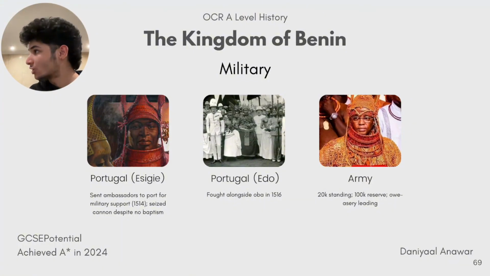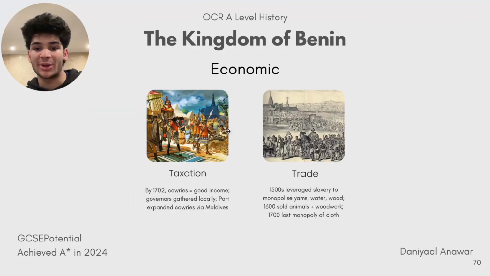So he was like the main guy in charge. Yeah, pretty much that. Nice. Economics. So there's 2 points. There's a lot of information now in the little passages beneath. There we go. So taxation and trade.